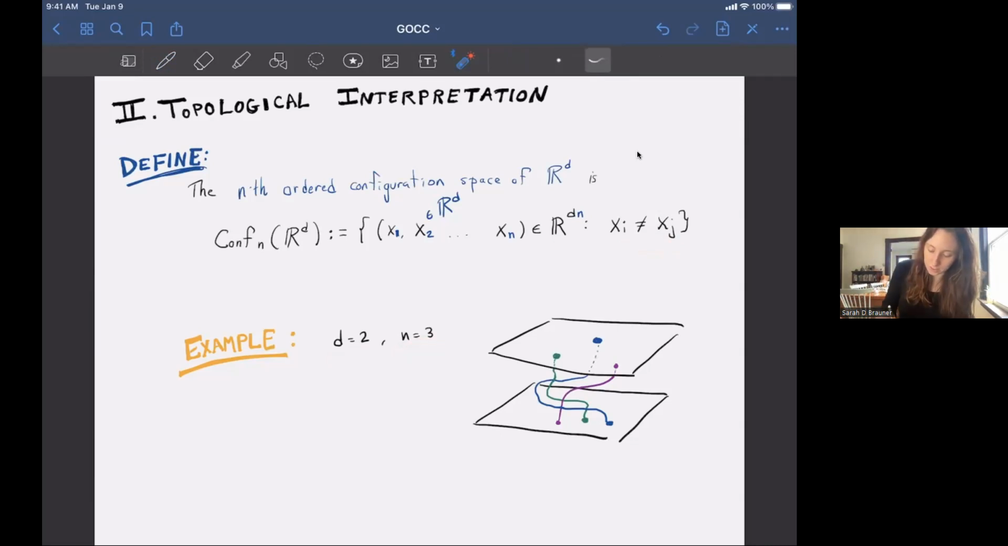This is a moving image of my space, where each slice of this picture gives me a point in my configuration space. You see I have my 3 points here, and they can move around however they want. When I take a slice, I get their location at that time. They're not allowed to cross into each other. So this should maybe look a lot like a braid if you've ever seen those. And this space is actually the classifying space of the pure braid group, so there are connections there.